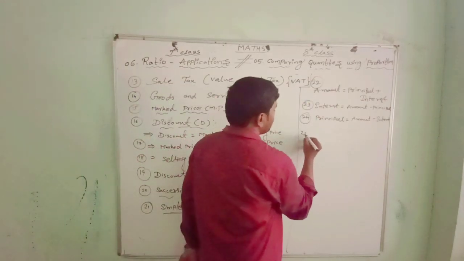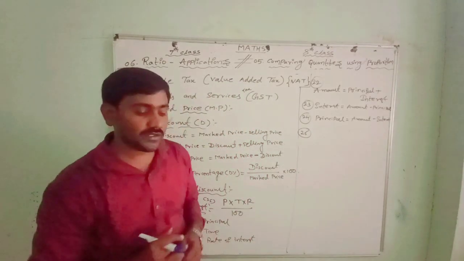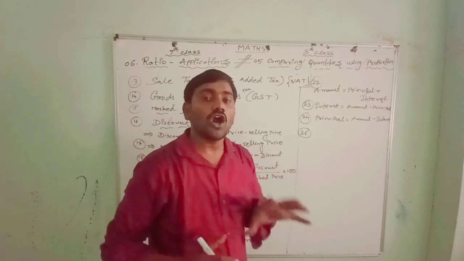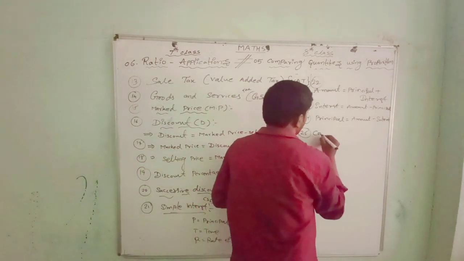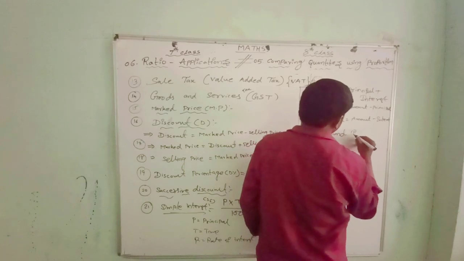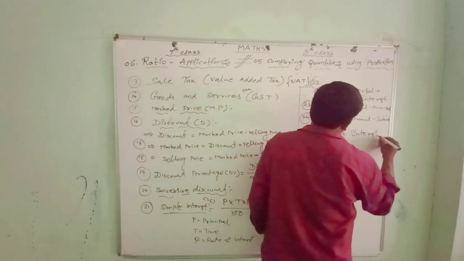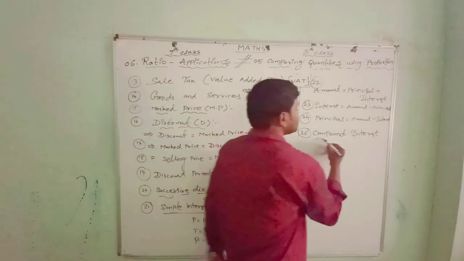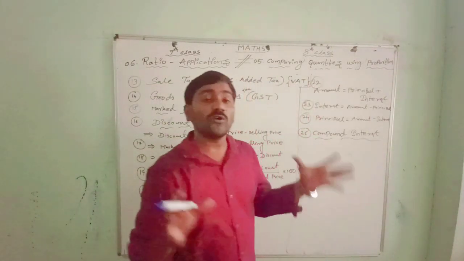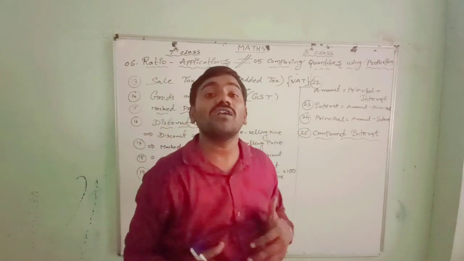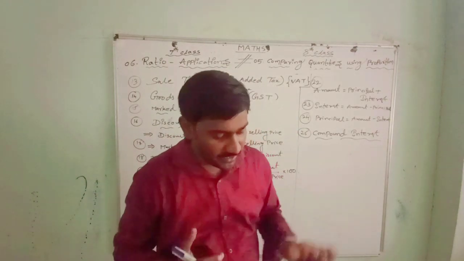Okay. Then we go for the 25th one. That is called compound interest. What is this compound interest? Already we have simple interest, no? What is this compound interest? This compound interest is interest on interest. It's called compound interest. Interest on interest.